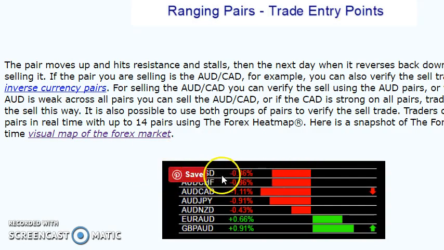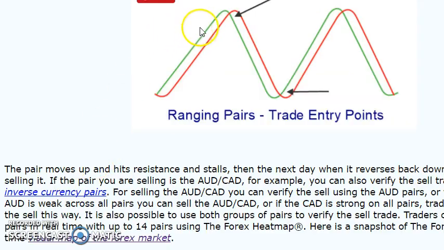So clearly the Aussie dollar is weak on all 7 pairs we follow. So if the Aussie dollar is weak, then you can sell this pair here. Or you can also check the Canadian dollar pairs to see if the Canadian dollar is strong, because you're looking at the USDCAD.